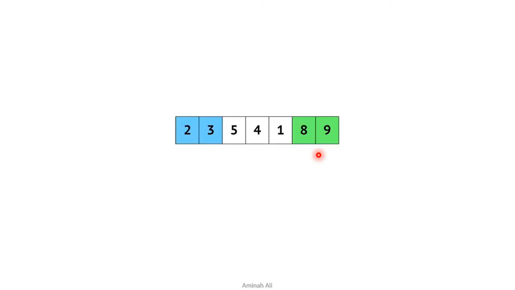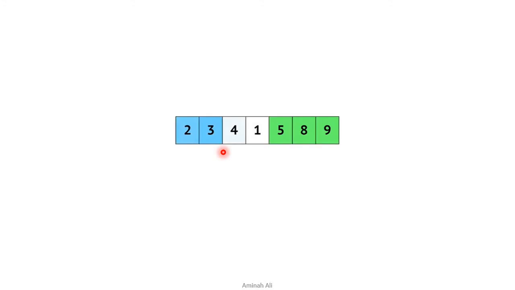Now we will do our third iteration. 2 and 3 again in place. 3 and 5 in place. 5 and 4 not in place. That is why we swap them. 4 takes the place of 5. Then 5 and 1, they are again not in place. So again we do the swapping. And here 5, 8 and 9 are part of the sorted partition. So here we are done with our third iteration.